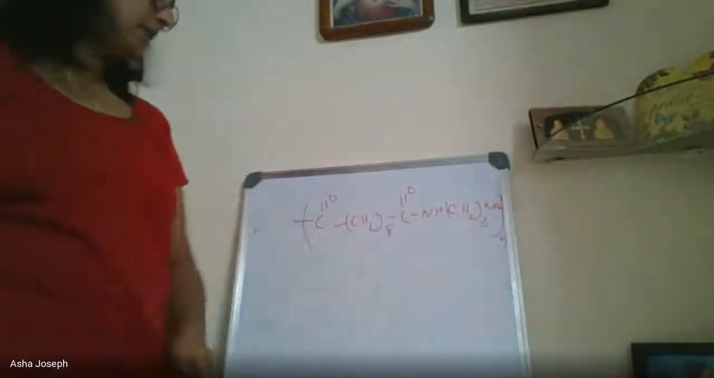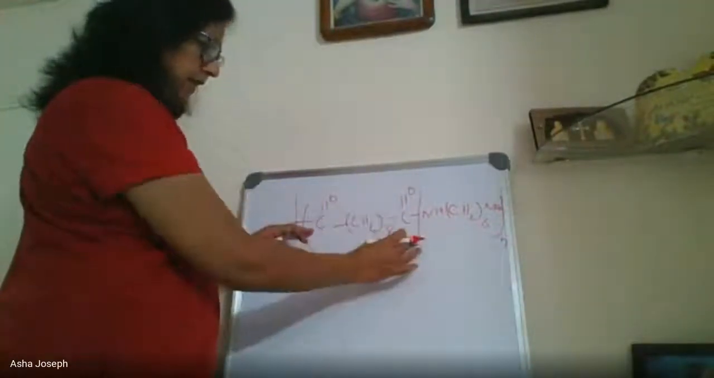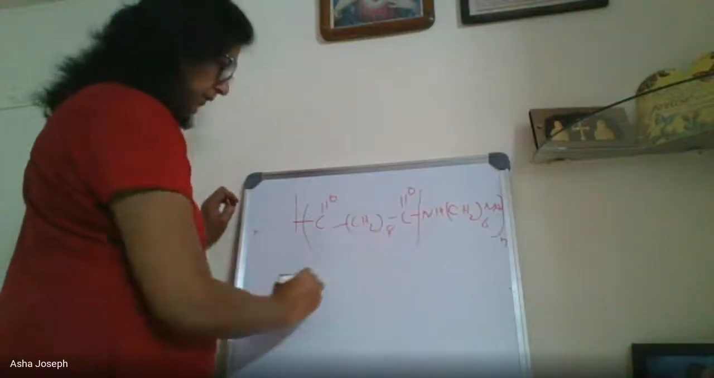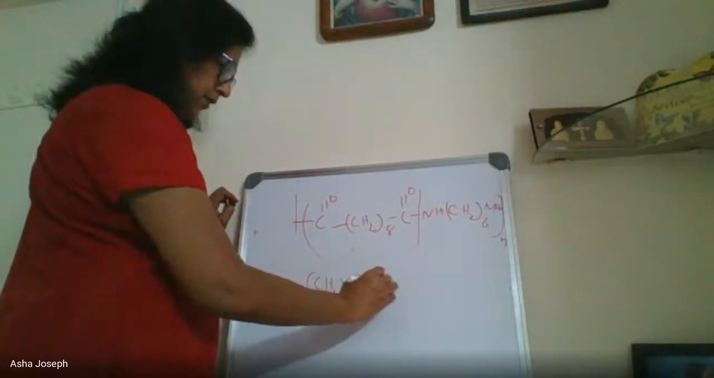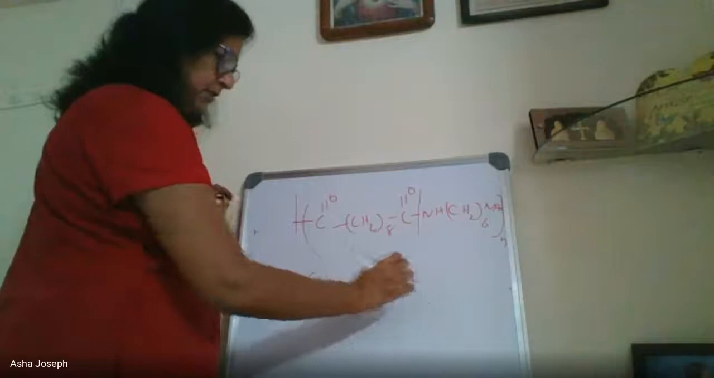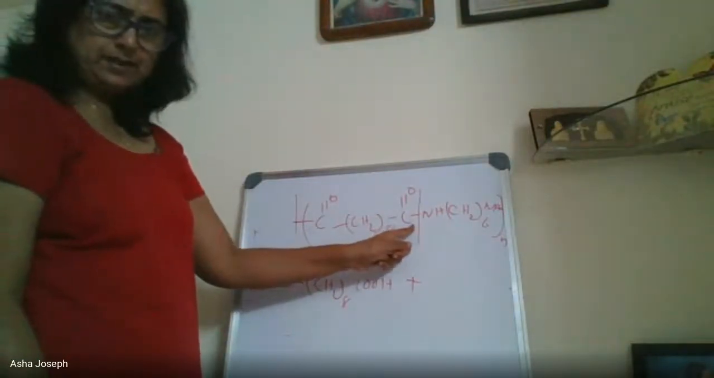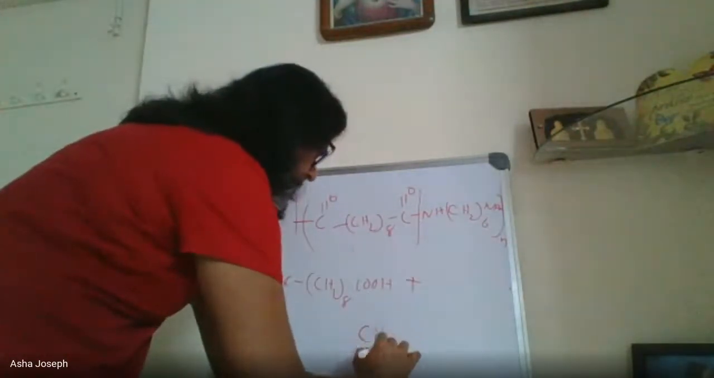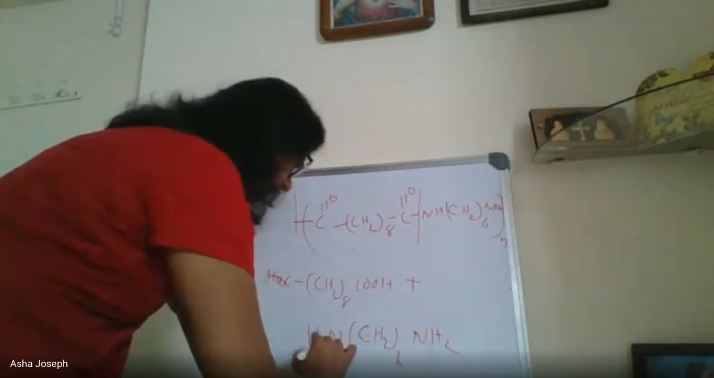Okay, so from the structure we can take the functional group. This is a dicarboxylic acid. Can you see? The first one is HOOC-(CH2)8-COOH. This is the first monomer. You agree? The second monomer is a diamine, H2N-(CH2)6-NH2. Got it?